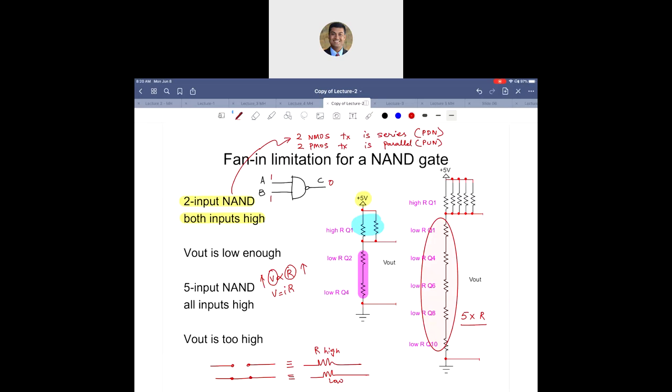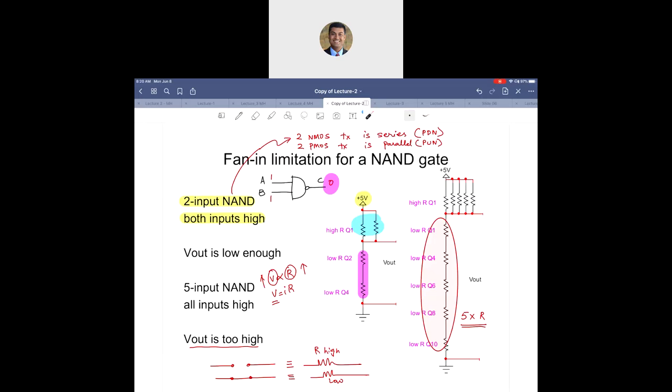And if I consider a very high resistance, my output voltage increases linearly because of that. So my V out is probably going to be too high, and I may not get a low output in that case. So I hope you now see that there has to be a limitation of the number of inputs I can have to a gate, to a NAND gate. And with the same reasoning, you can apply that for any kind of gate. It will break in some input condition.